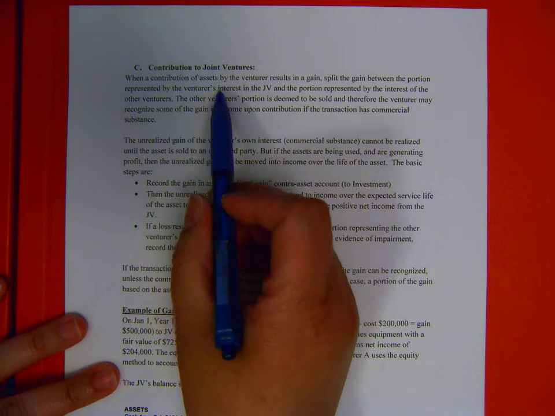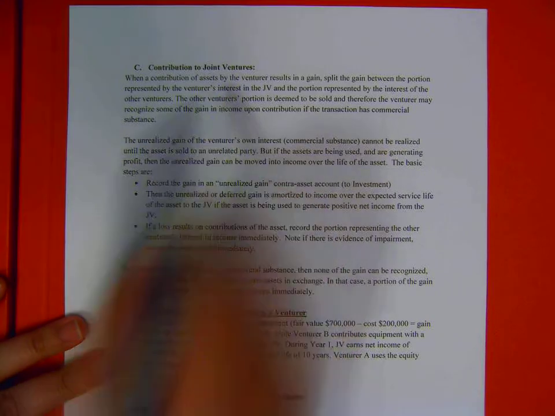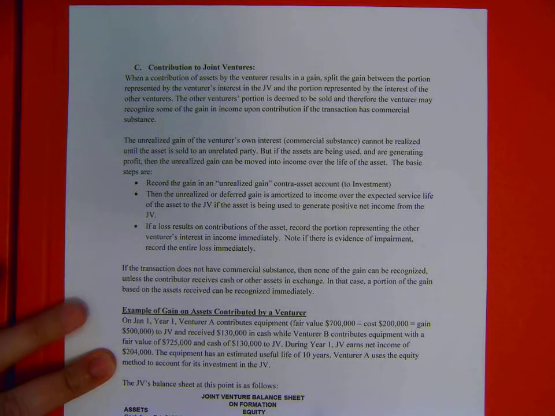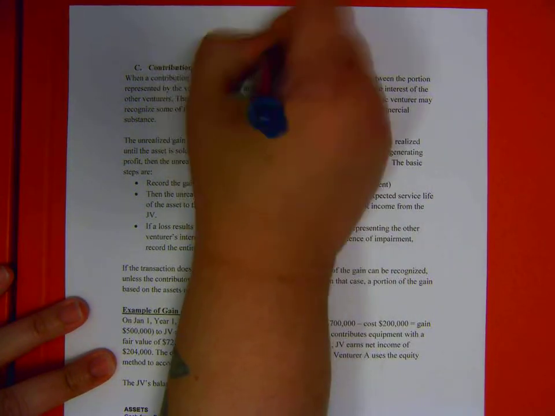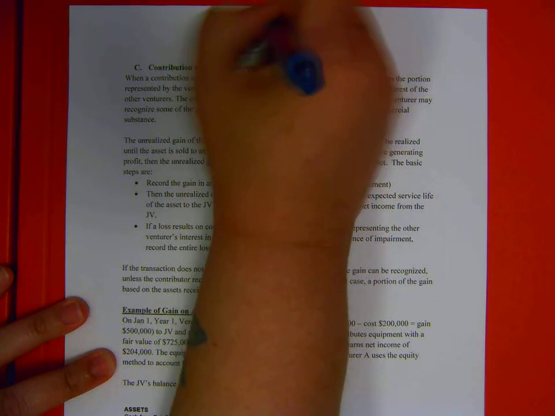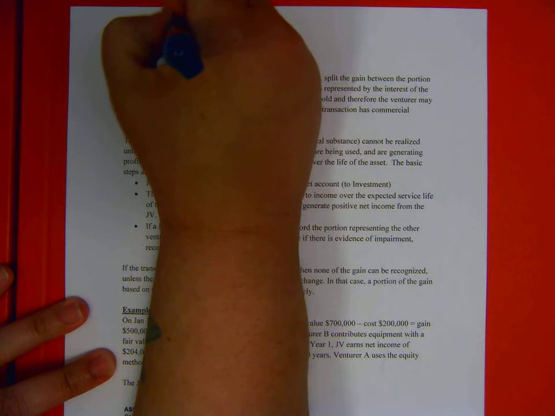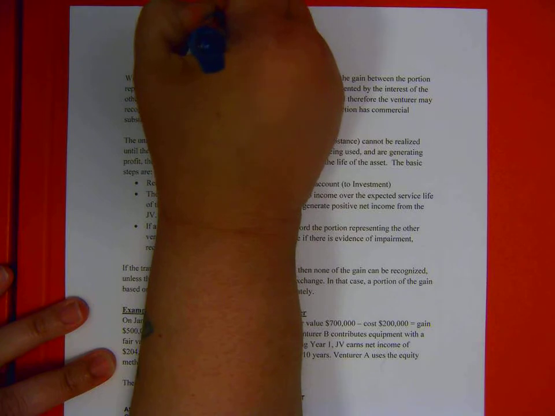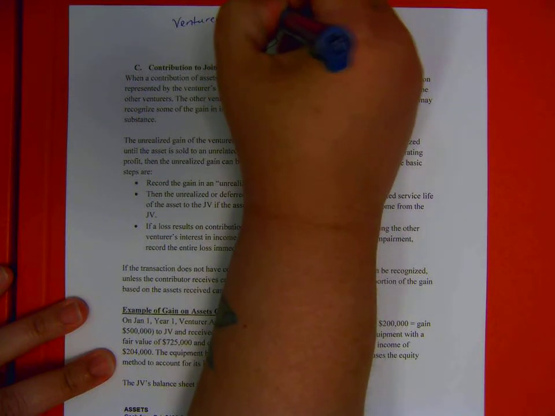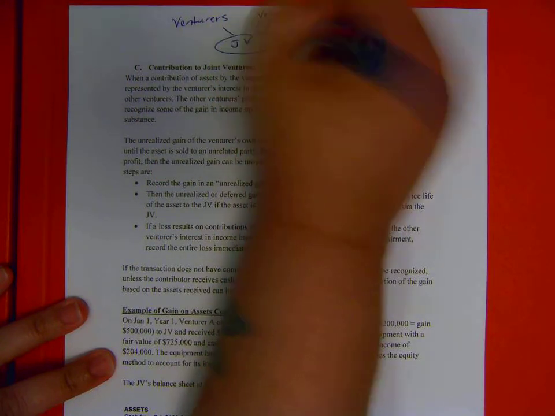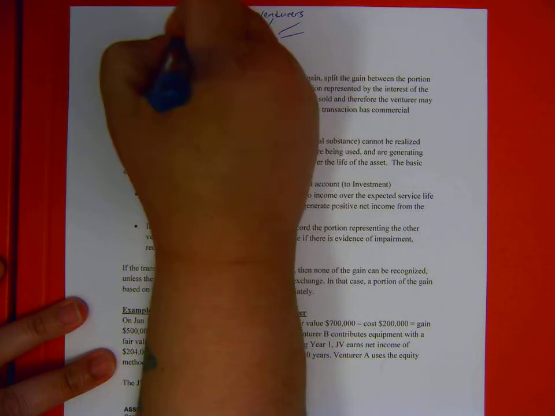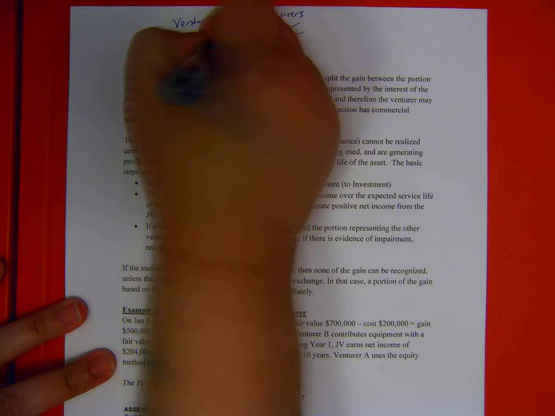So what we're going to look at now is contribution of assets to a joint venture. So we have the joint venture, or the JV. We have two venturers. They're like parents. You can have more than two if you want, so there could be as many as you want. And this time, we're bringing assets into the joint venture.